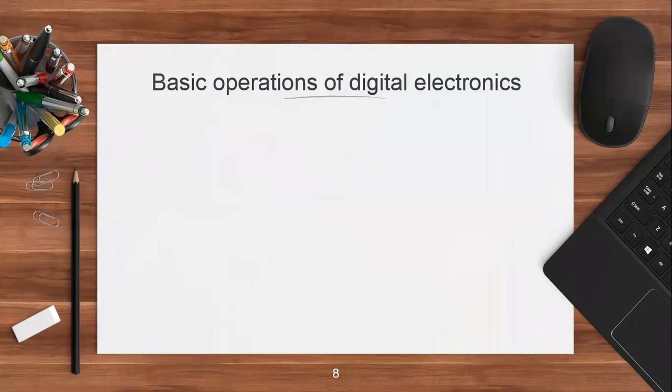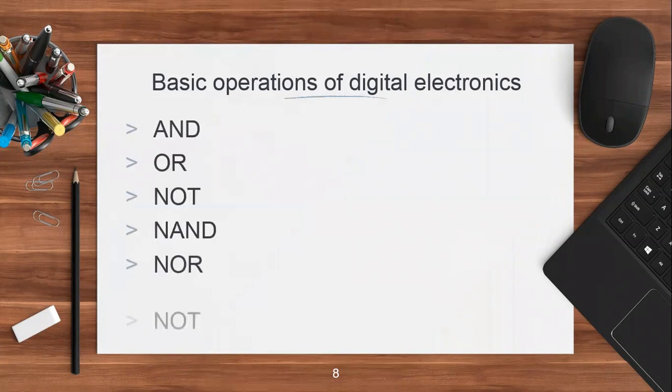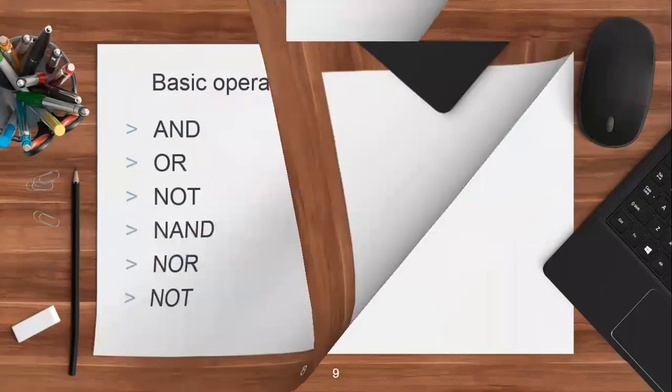Basic operations of digital electronics: AND operation, OR operation, NOT operation, NAND operation, and NOR operation. These are the basic operations of digital electronics.